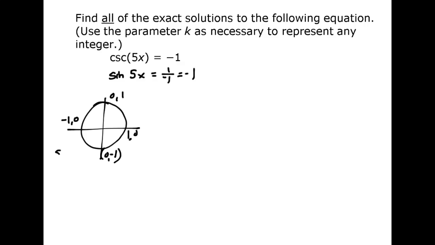So the sine of the angle refers to the y-coordinate, and that would be here at 270 degrees. So as in pi, that would be pi over 2, pi, 3 pi over 2. Okay, so 3 pi over 2, or 270 degrees.